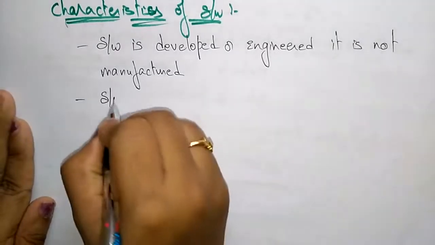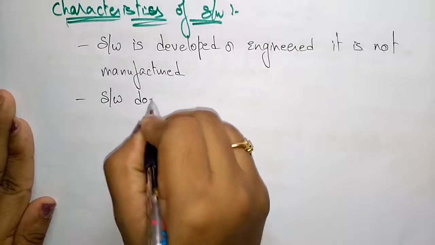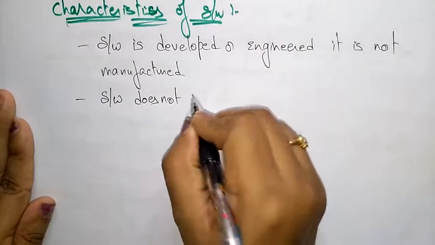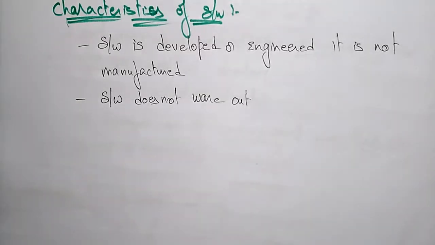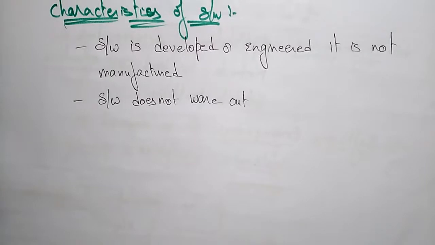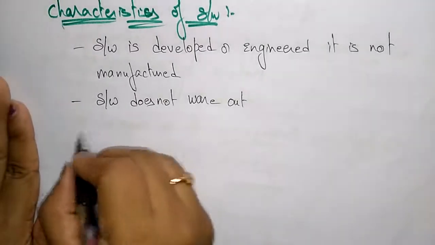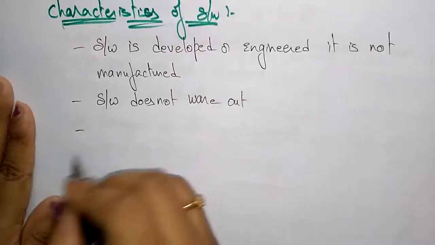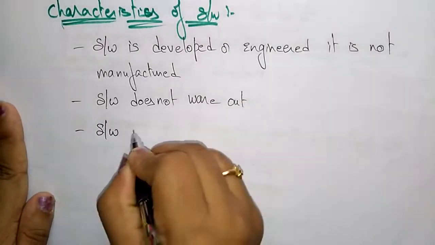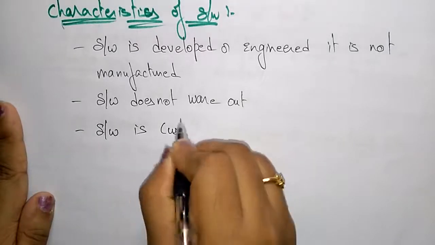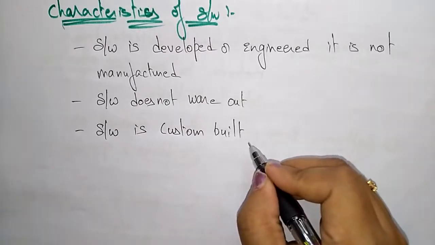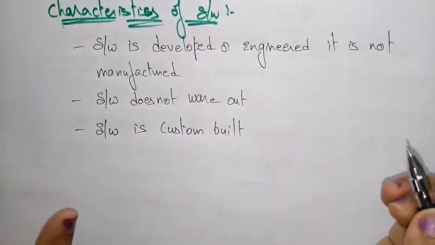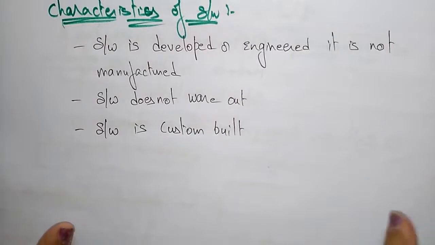The next characteristic: software, whatever the code language you are using, does not wear out. However, it deteriorates due to changes. So software does not wear out. And next, software is custom built, rather than assembling existing components. So these are the characteristics of software.